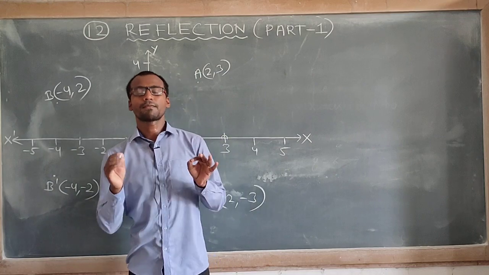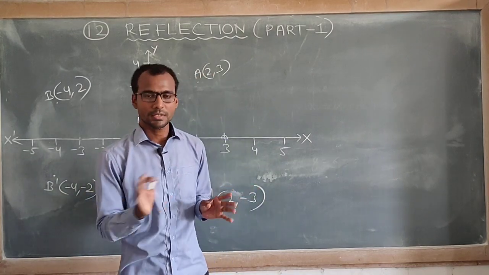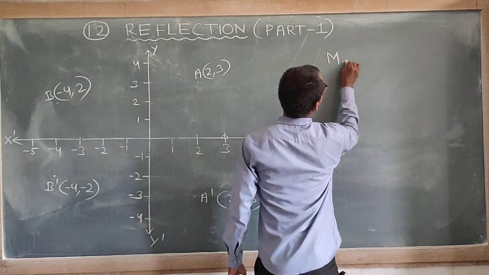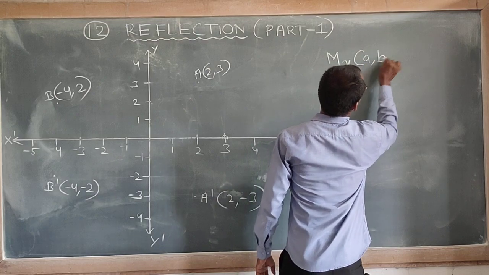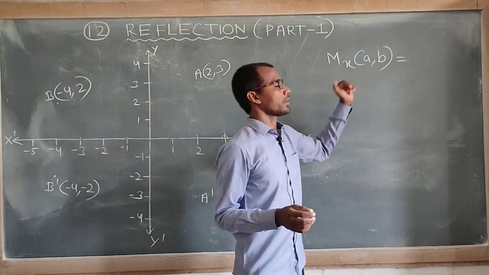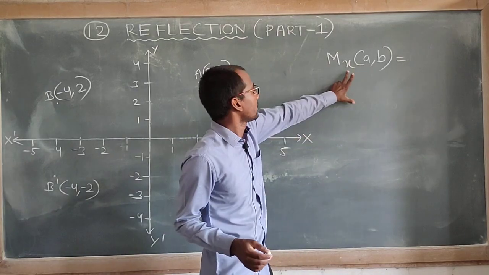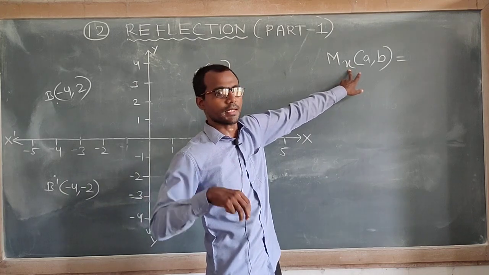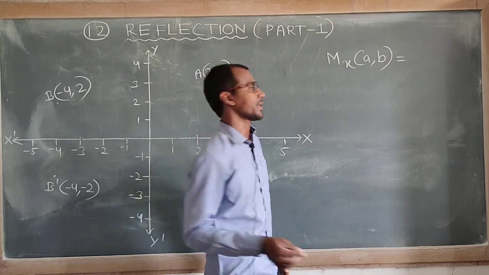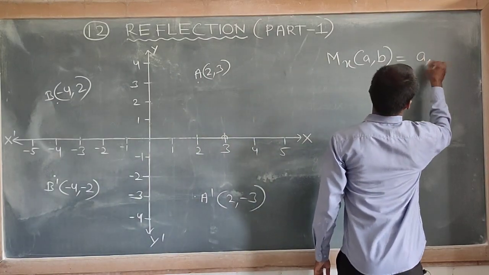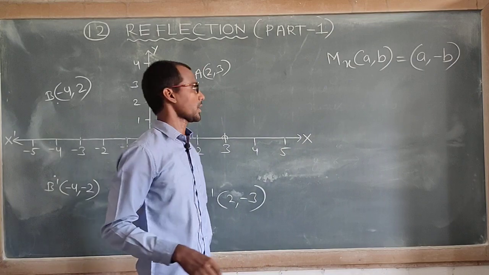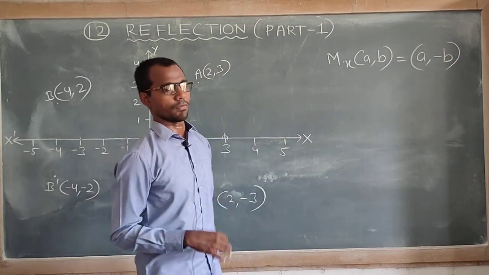So remember, when a point is reflected in the x-axis, its x coordinate doesn't change, its y coordinate will change. So I am giving the formula here. Mx of (a, b) means when a point whose coordinates are a and b is reflected in the x-axis. Mx means reflected in the x-axis, or the x-axis is behaving as the mirror line. The y coordinate will change. So the coordinates of the image will be a, minus b. It is very important. Remember this. So (a, b) will become (a, minus b) when a point is reflected in the x-axis.